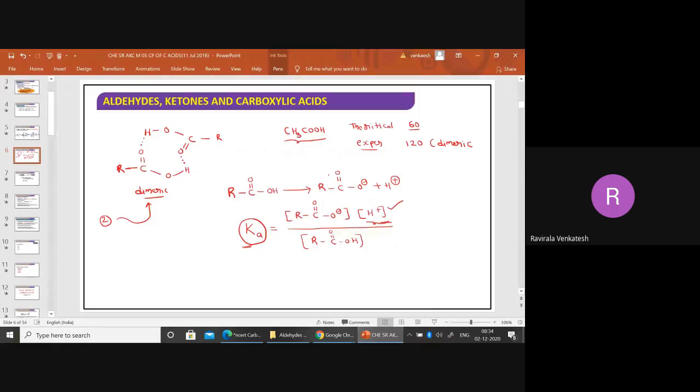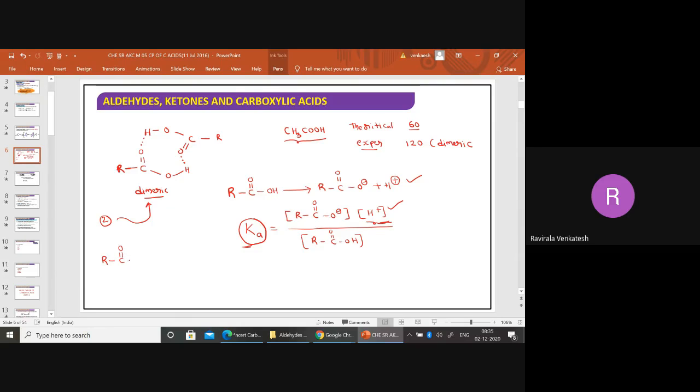Now why have they taken H3O plus? H plus or H3O plus, both are the same only. If you take water, you will definitely get H plus only. Actually, if you write like this only, it will be easy for you. Don't take water. If you take water, what happens?